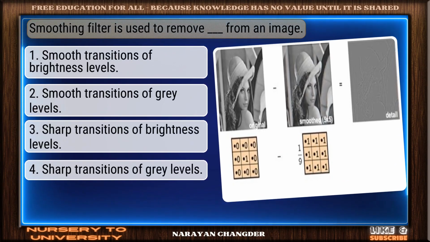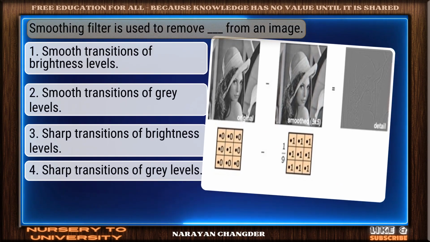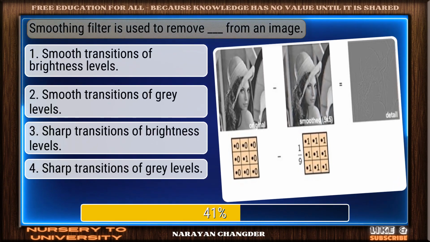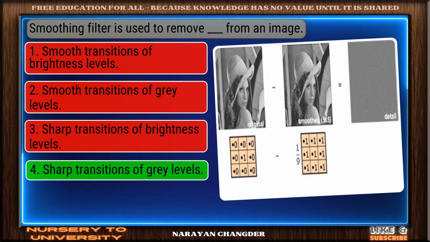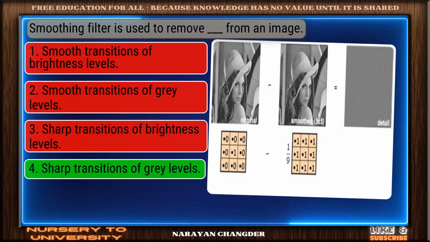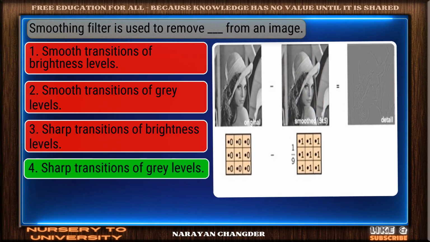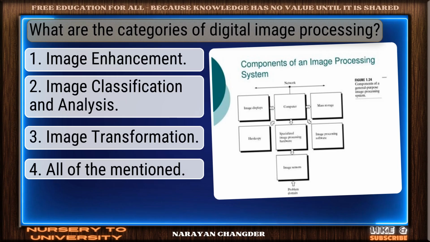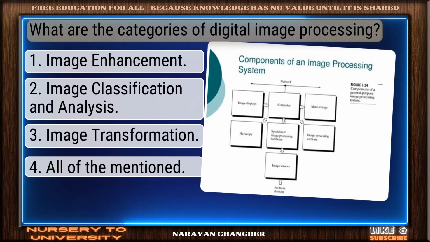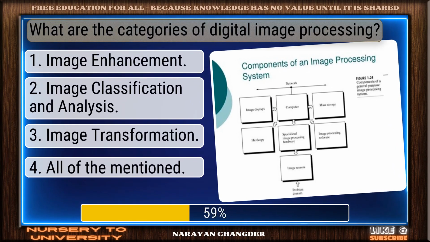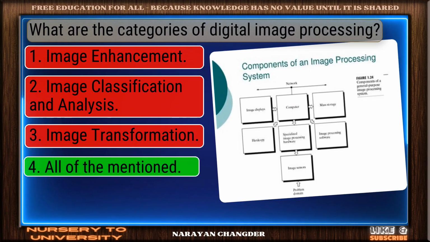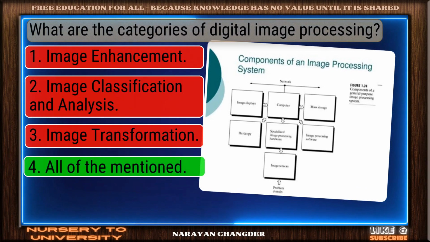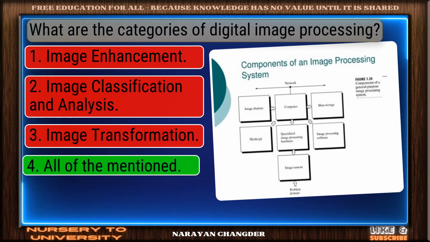Question number 52. Smoothing filter is used to remove dash from an image. You're right. Sharp transitions of gray levels is the correct answer. Question number 53. What are the categories of digital image processing? Nice selection. All of the mentioned is the correct and valid answer.